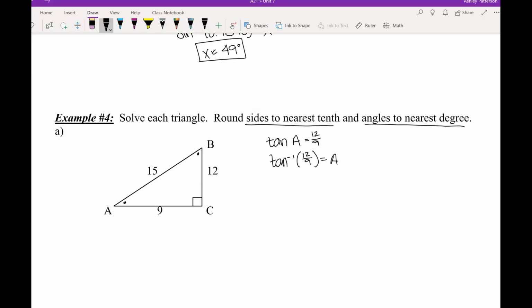Okay, so I'm going to hit on my calculator second tangent. I'm going to put in 12 divided by 9. And I'm going to find that the measure of angle A is approximately 53 degrees.